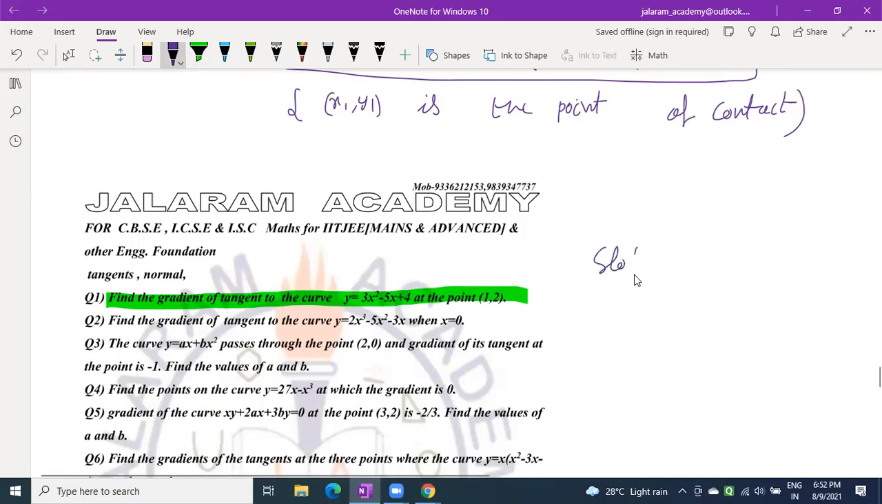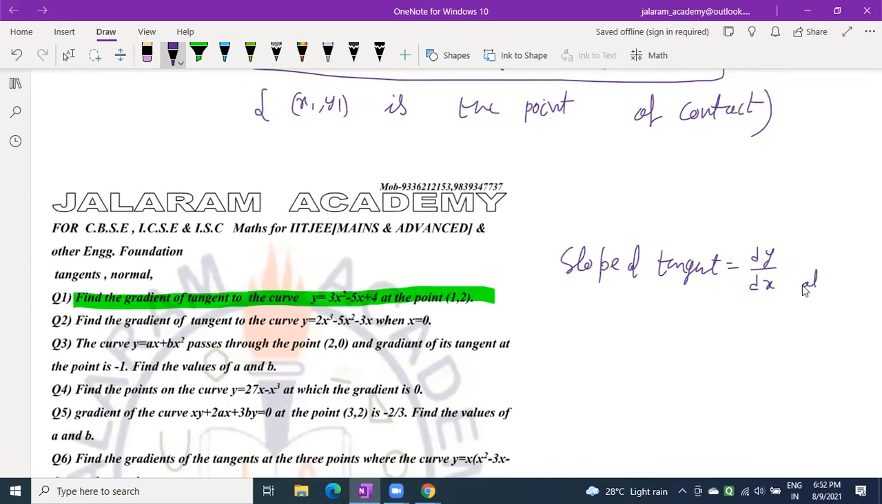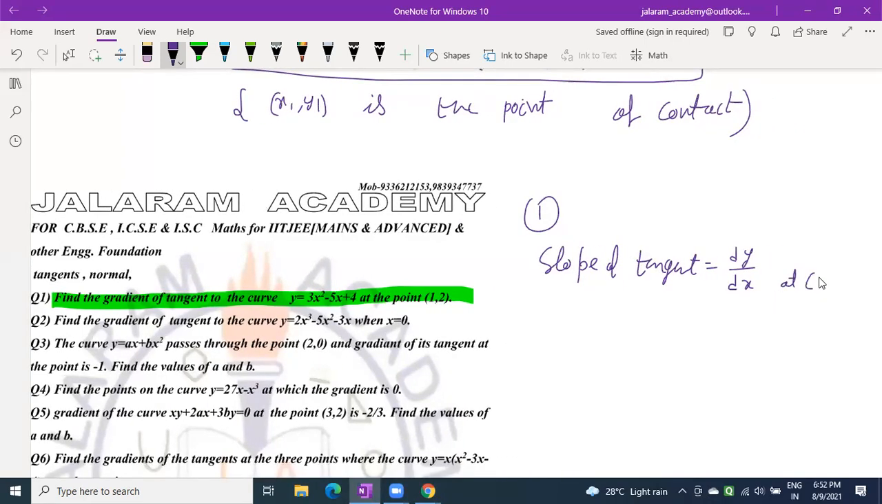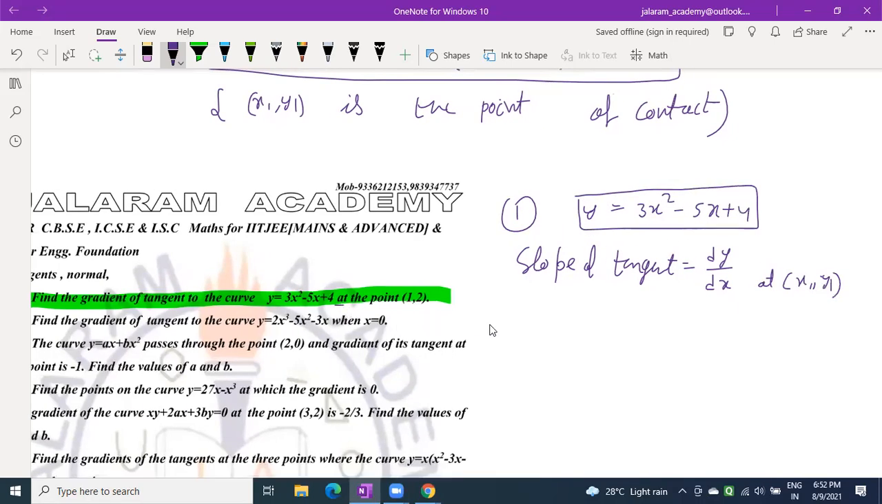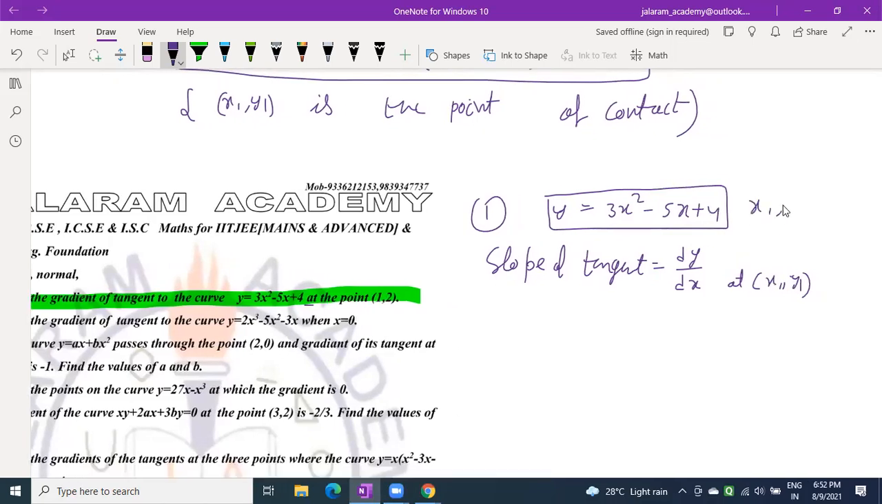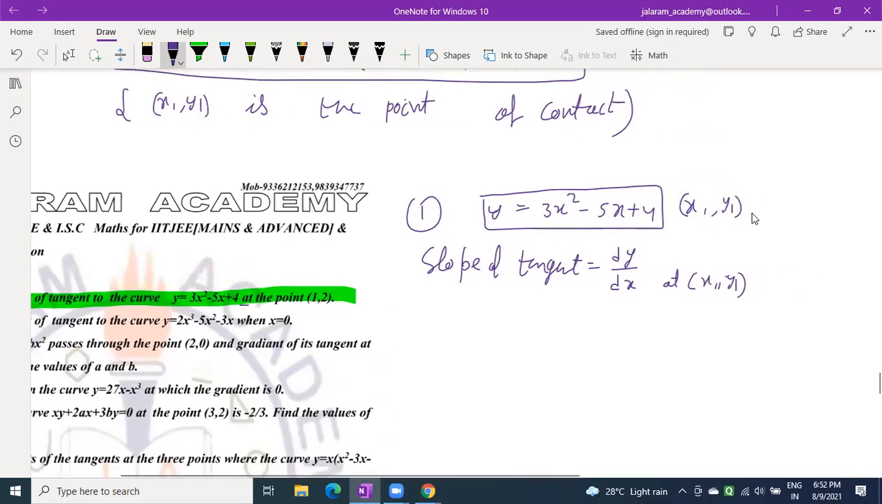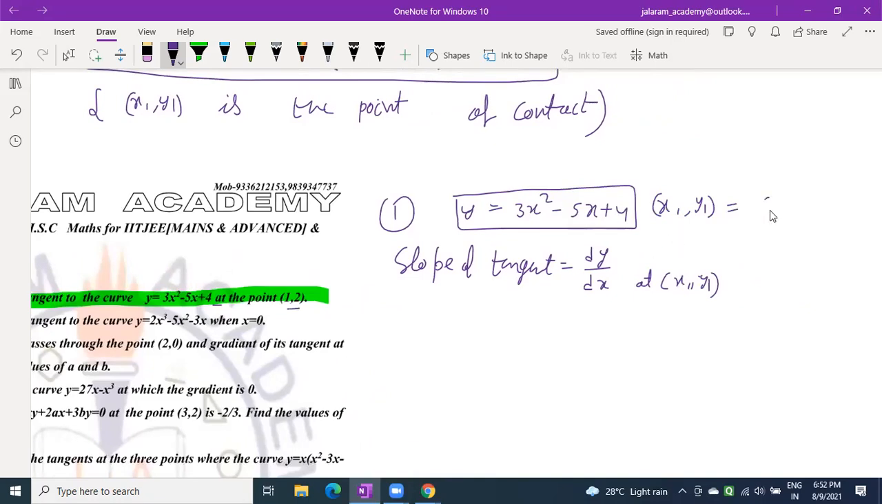Now we know that the formula for slope of tangent is dy by dx at x1 comma y1. Now y equals the equation of curve f(x), which is 3x square minus 5x plus 4. And "at" means it is the point of contact, x1 comma y1, which is equal to 1 comma 2.